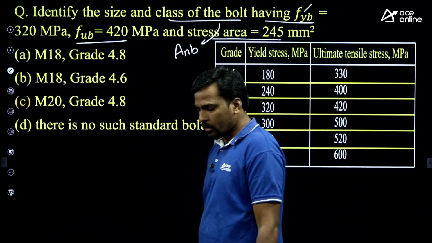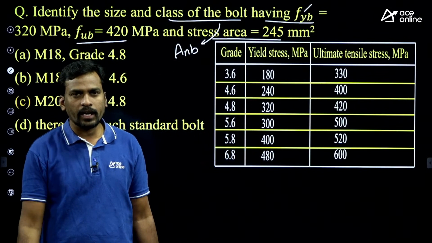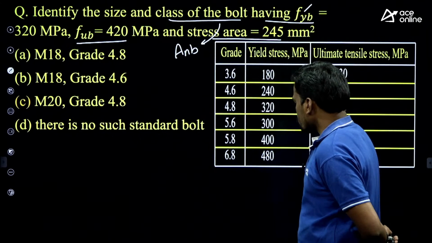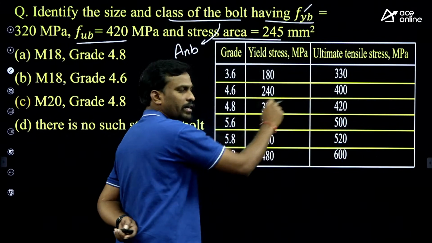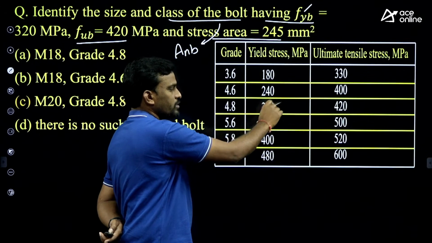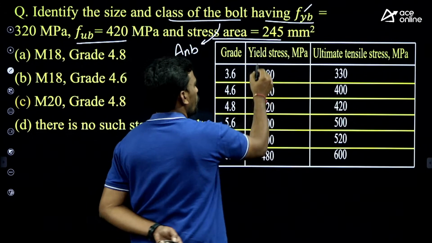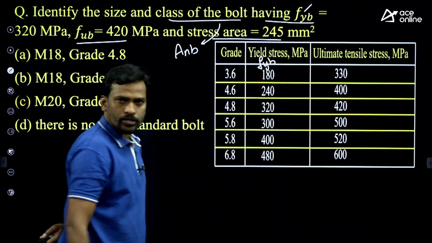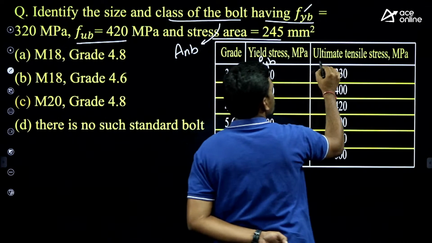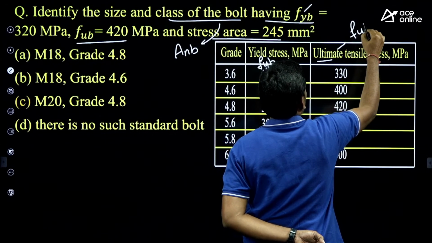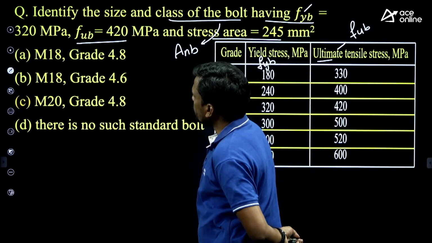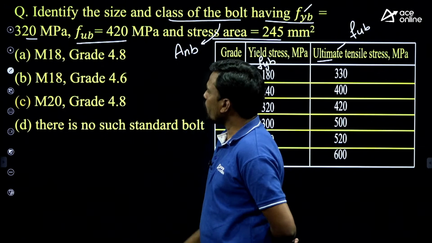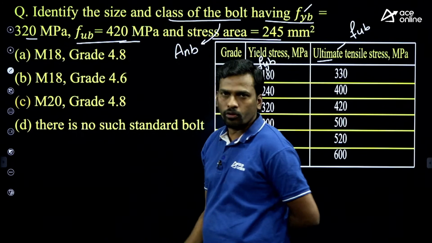Gross area of bolt I gave the notation Asb, and net area is Anb. Students, actually in the question this box is not given. So here yield stress is fyb, the yield stress of bolt, and this is fub. What is given here? Yield stress of bolt is given as 320 and ultimate stress as 420.